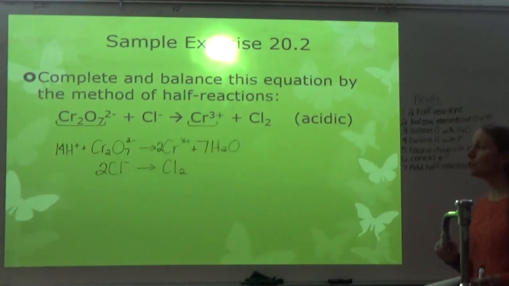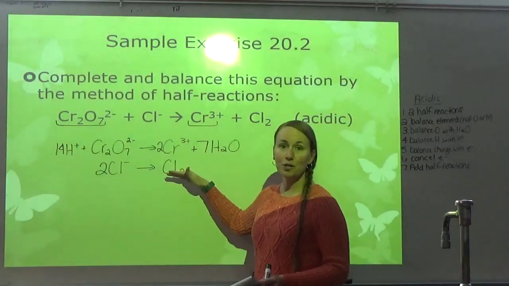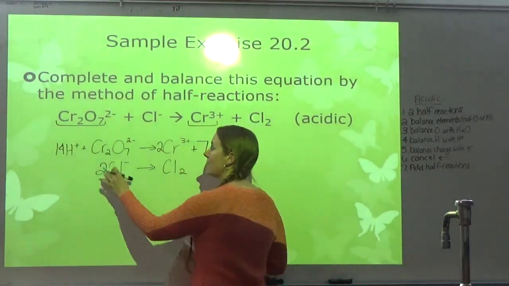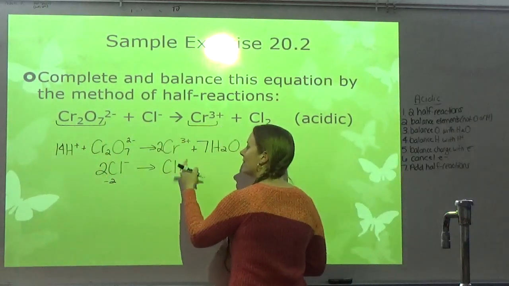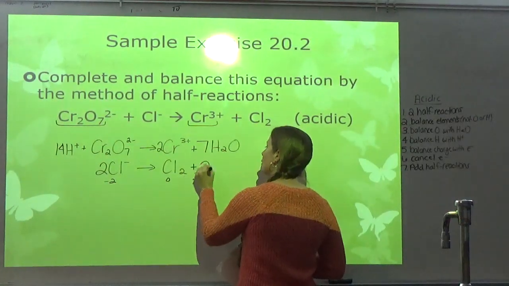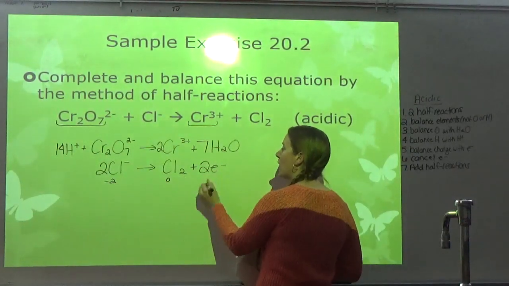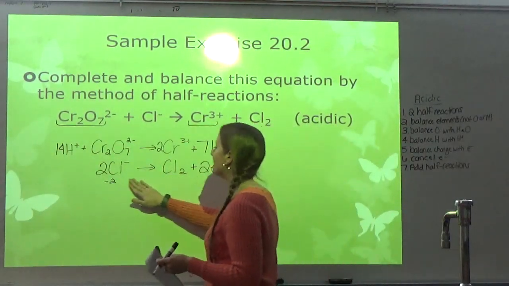Next, we need to balance charge with electrons. This one's a little trickier, so let's start down here with this one. On this side, I have 2 negatives, so I got a -2 over here. On this side, this is neutral. So how do I balance it? I put 2 electrons. Now I have a -2 on this side also. That's what we mean by balance out the charges.